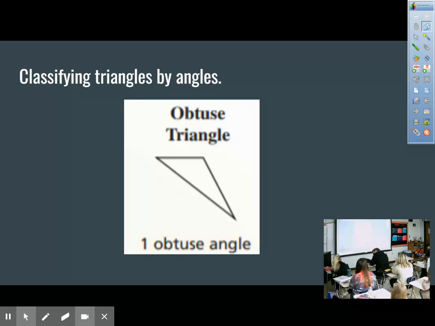Okay. And then you have obtuse. An obtuse triangle has 1 obtuse angle. What does obtuse mean? More than 90 degrees. More than 90. So you have 1 angle that's more than 90 degrees.